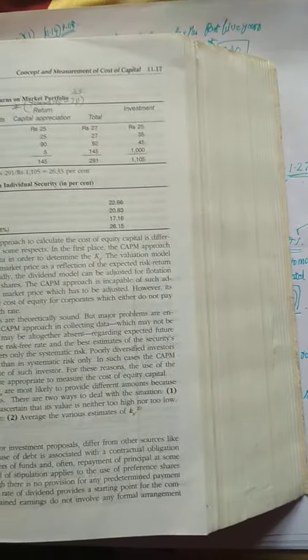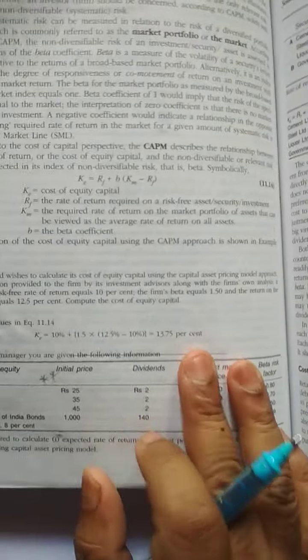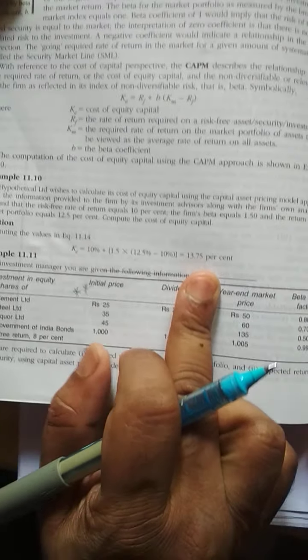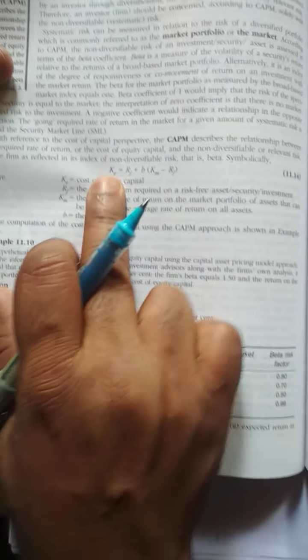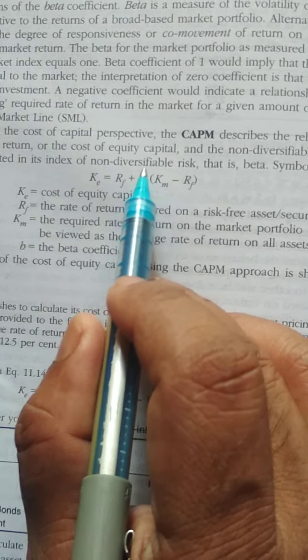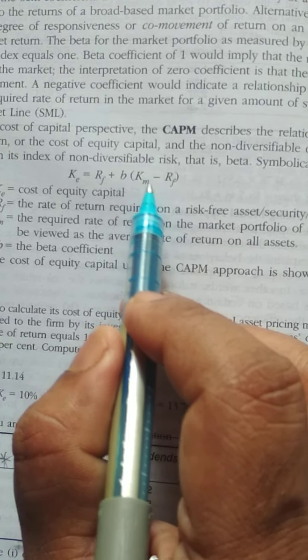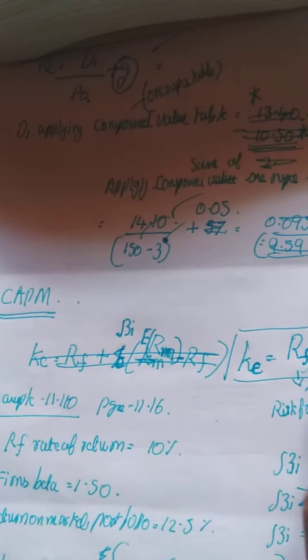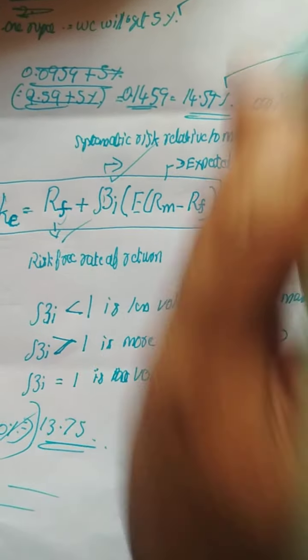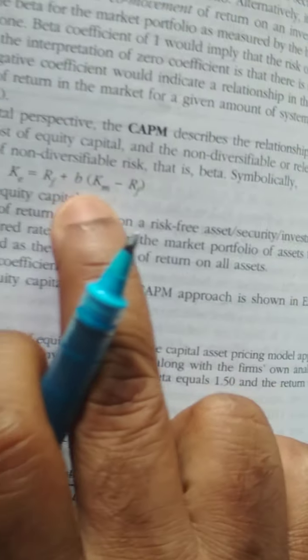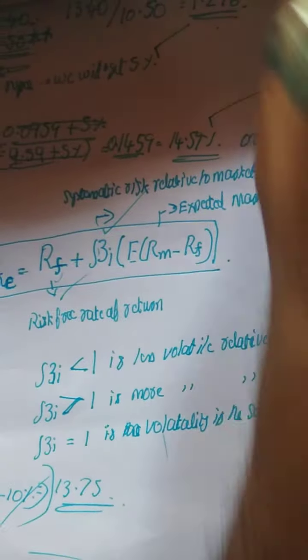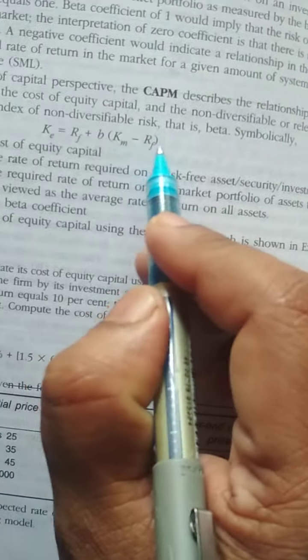So let us take one example. Let us see how we calculate the cost of equity. Here you can see the equation: K equals risk-free return plus beta into, here some textbooks apply KM instead of RM, and some apply ERM. Both are the same, the expected market return, minus risk-free return.